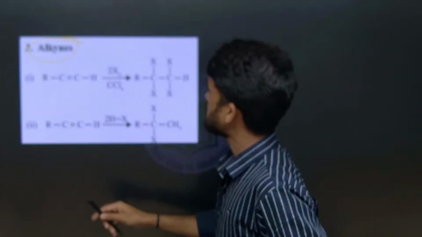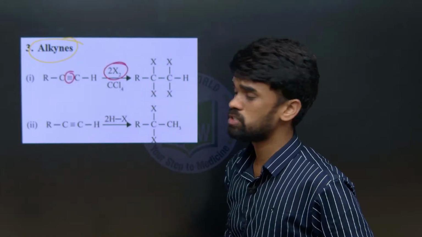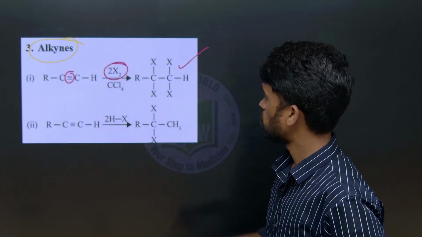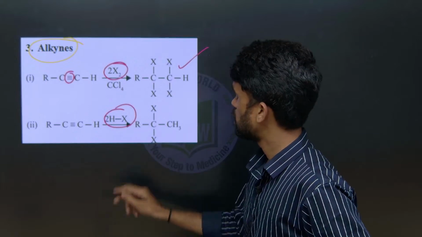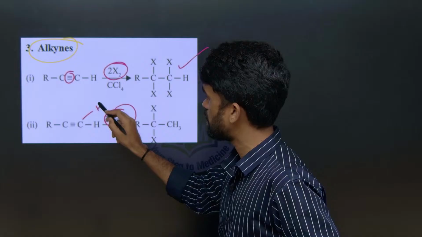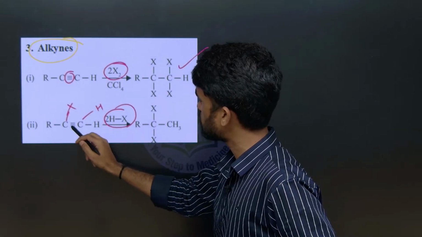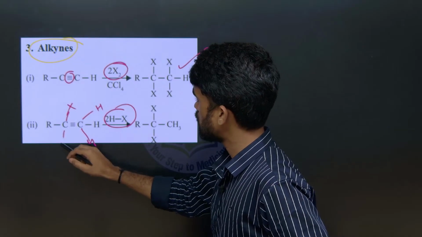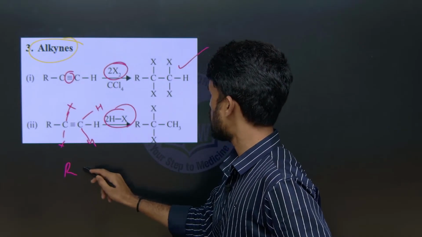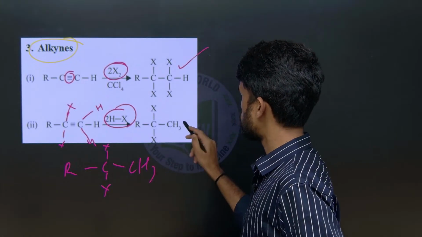Next, when it comes to alkynes, you just remove the pi bonds and add the halogens two times, and we will be getting this one. Okay, if we want to add HX, first add one mole of HX, therefore addition of H should be here and X should be here. Similarly, the second step also follows the same thing, H here and X here, therefore we will be getting R CX X and this is CH3, that is what the product here is.